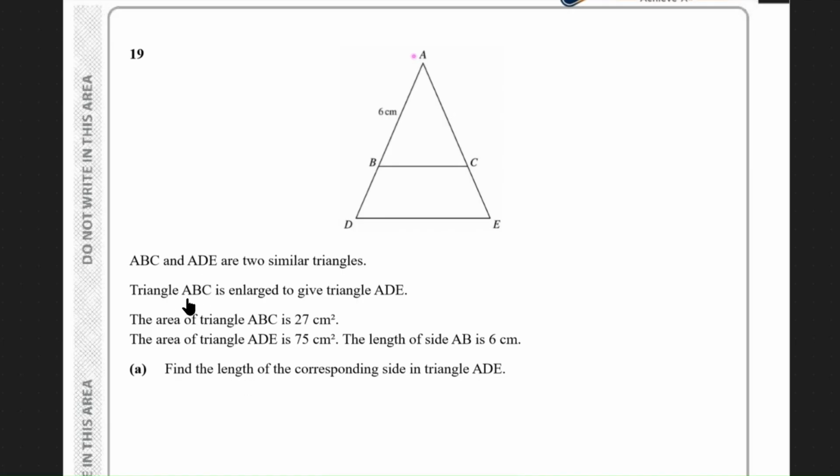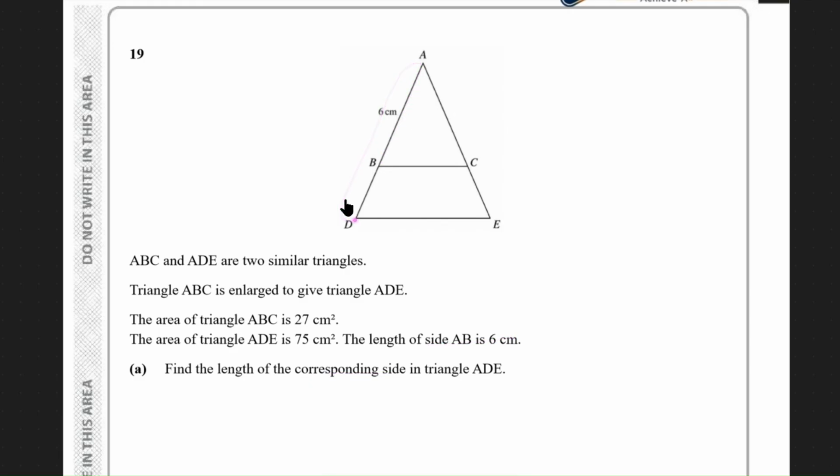So carry on with the question here. Triangle ABC is enlarged to give triangle ADE. We look at ADE here. The area of triangle ABC is 27 centimeters square. The area of triangle ADE is 75 centimeters square. The length of side AB, this side here, is 6 centimeters. Find the length of the corresponding side in triangle ADE. When we say corresponding side, it means corresponding to the given side here. So if this AB is 6 centimeters, the corresponding side is AD.